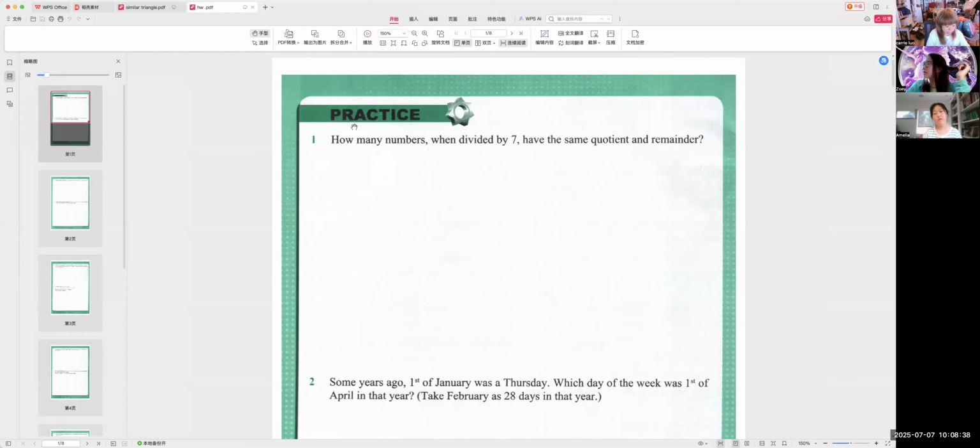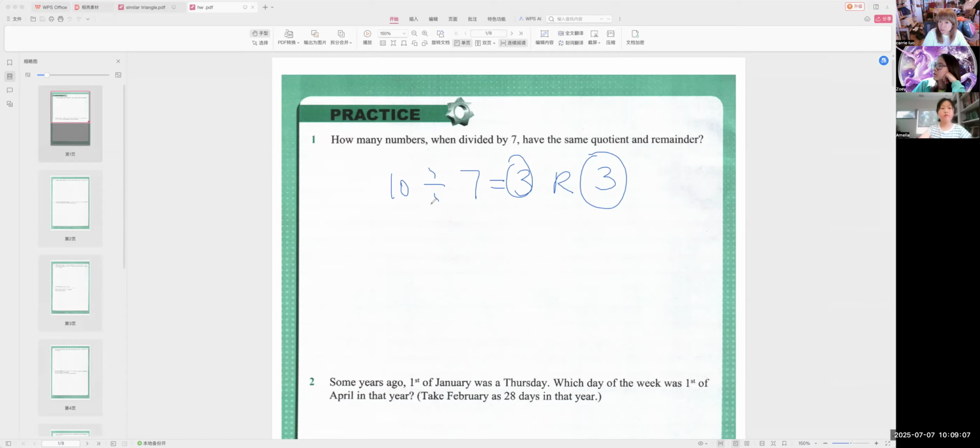How many numbers when divided by 7 have the same quotient and remainder? Yeah, how many numbers when divided by 7 have the same quotient or remainder? What does that mean? For example, 10 divided by 7 equals 3 and the remainder of 3. So same answer, same quotient and remainder. I want you to find them all. Understood, Zoe? So 10 divided by 7 equals 3, a remainder of 3.